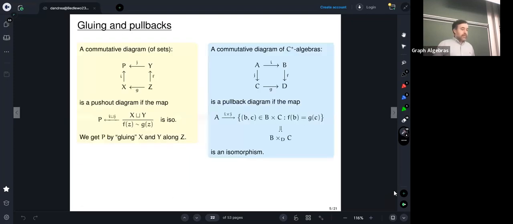Okay, so then the dualization is almost immediate if you want to do it in the obvious way. Instead of pushout diagrams of topological spaces, you can consider continuous functions on topological spaces, and you have a pullback diagram of C*-algebras. And actually here, maybe I can write something.